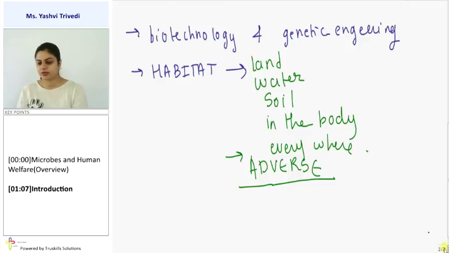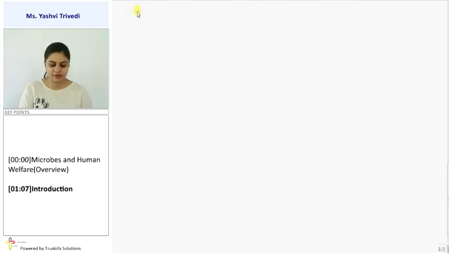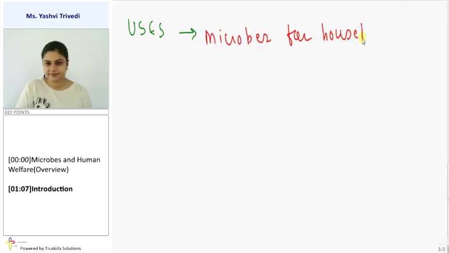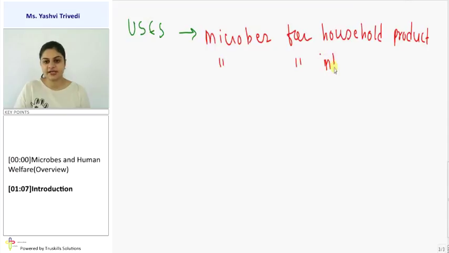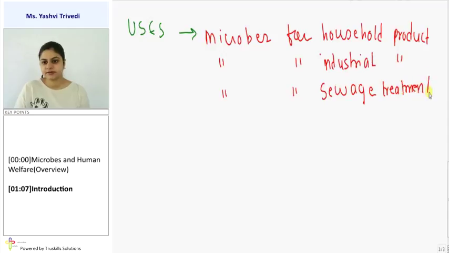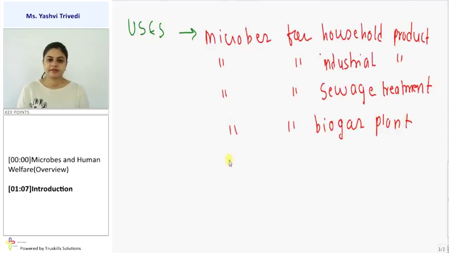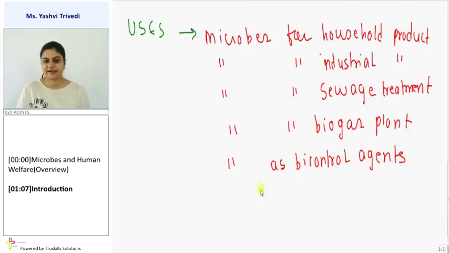In this chapter, we are going to study 6 different uses of microorganisms, and that is microbes for household products, then microbes for industrial products, then microbes for sewage treatment, then microbes for biogas plant, then microbes as biocontrol agents, and finally microbes as biofertilizers.